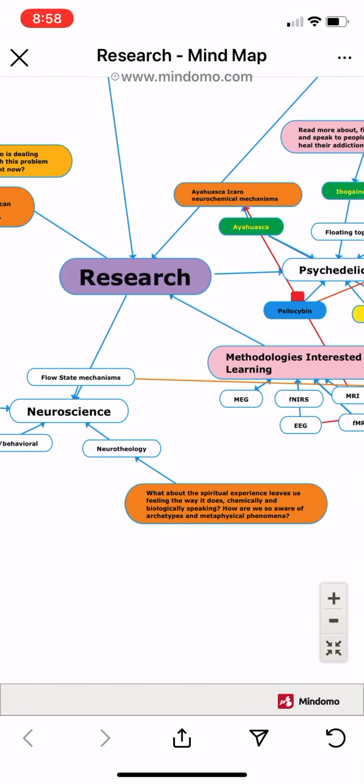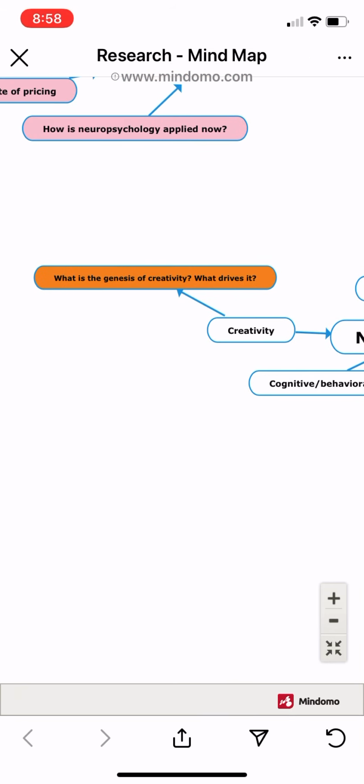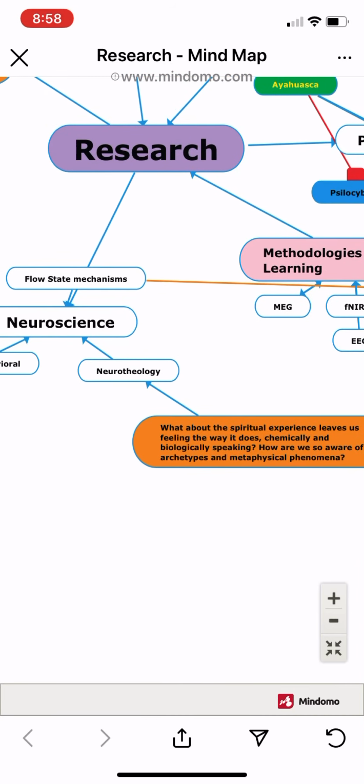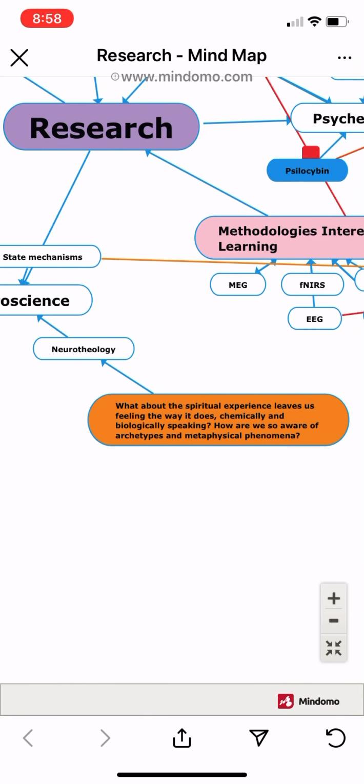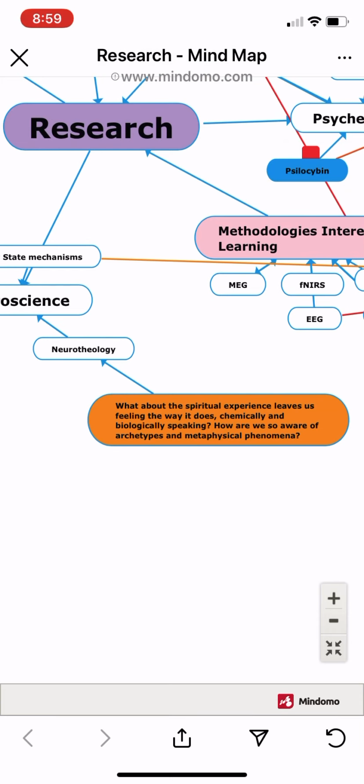Neuroscience, we've got creativity, cognitive behavioral, and neurotheology. I'm interested in what causes creativity, like what drives it, where is the genesis, where is it created. The process is just interesting to me. I don't know much more about that question than I was just brainstorming. And then, what about the spiritual experience leaves us feeling the way it does, chemically and biologically? How are we so aware of these archetypal things, like the archetype of the healer or the wizard or the sage, or why is this so ingrained into all of us?